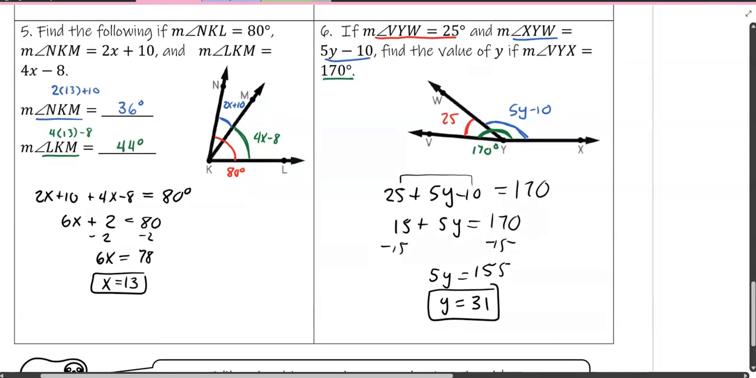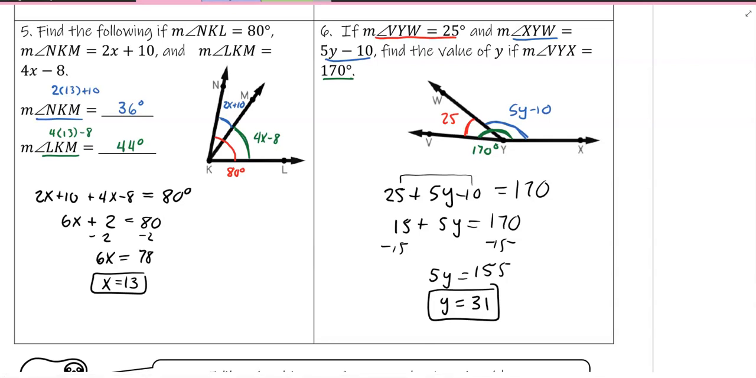So that will conclude this lesson on the angle addition postulate. Feel free to rewind back to any of the examples to get an explanation if needed. Thank you for watching.